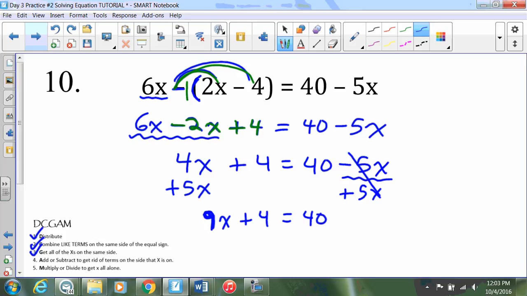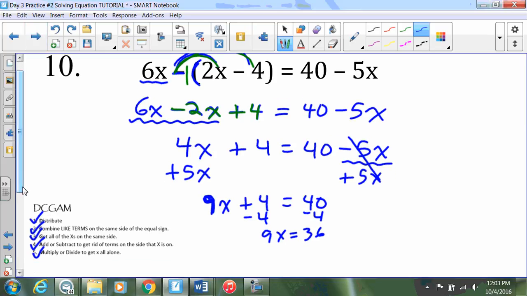All right, that leaves us with a 2-step equation. The next step, we're going to subtract the 4 from both sides. So we have 9x equals 36. And our very last step is to divide both sides by 9, and we get x equals 4.